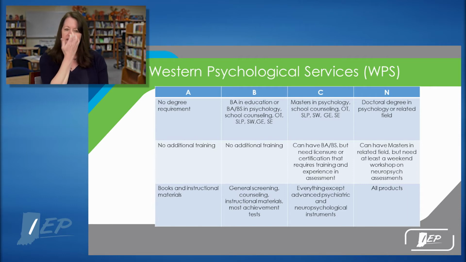But at the N level, there is a requirement for having your doctorate in psychology or some kind of related field, or you can have a master's degree in one of those fields, but you need to have at least some specialized training. They say at least a weekend workshop in neuropsychological assessments. And if you are at that N level, then you pretty much can purchase anything through Western by having those qualifications.